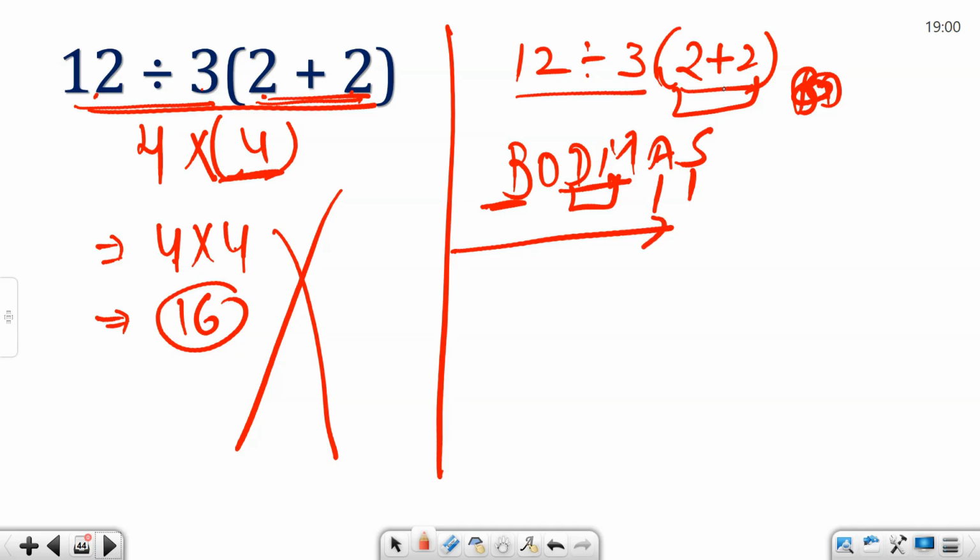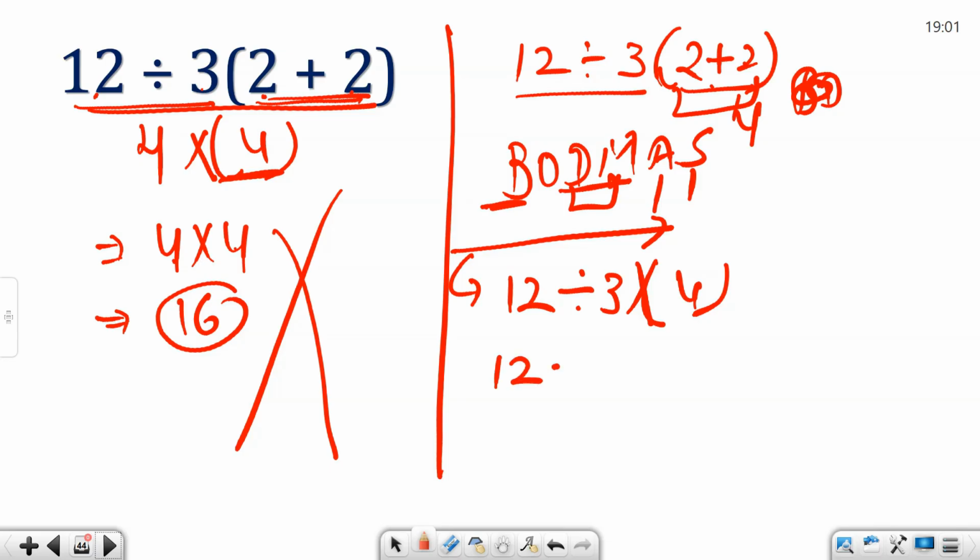So here, first we'll solve the bracket, 2 plus 2, which is 4. So rewrite it as 12 divided by 3 times (2 plus 2), which is 4. When division is next to a bracket, we turn it into multiplication. 12 divided by 3 times 4.